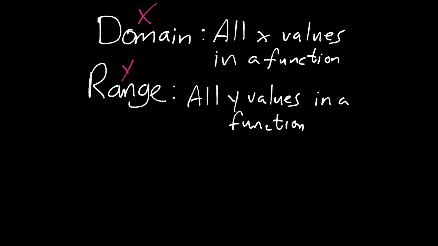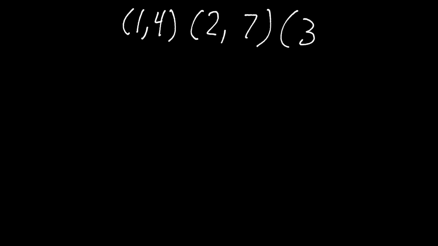Now, let's put this to use. Let's say we have a bunch of ordered pairs, like we saw earlier. We've got 1, comma 4, 2, comma 7, 3, comma 10, and I wanted to know what my domain and range are, and I'm just going to abbreviate it D for domain, R for range. The domain, remember, is all of the x values. Well, that would be 1, 2, and 3. So our domain is 1, 2, 3.